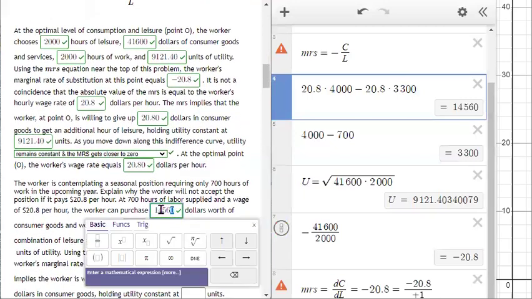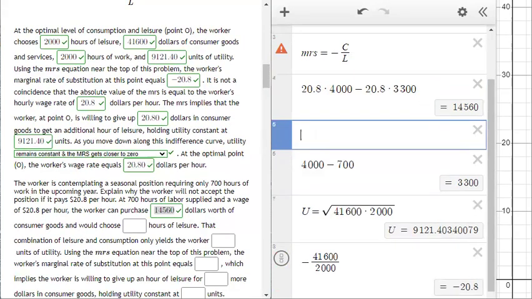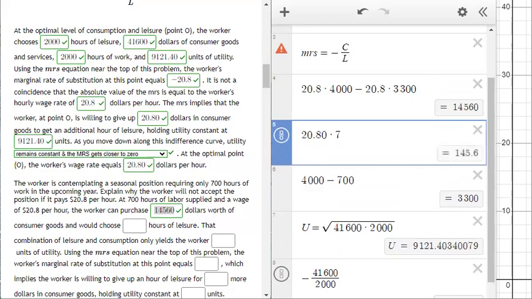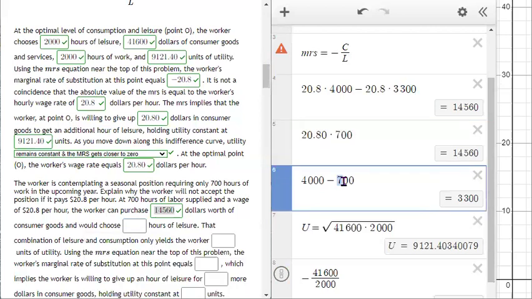Maybe a more intuitive way to calculate that number would be to take the wage rate times the number of hours the person's working per year, in a seasonal job. And I get the same number, correct? See that? So if I work only 700 hours a year at that wage rate, I'm only making 14,560. And again, if hours worked is 700, the leisure is 3,300.